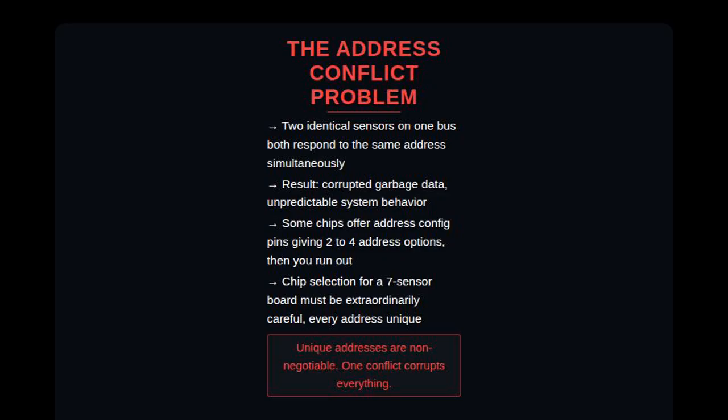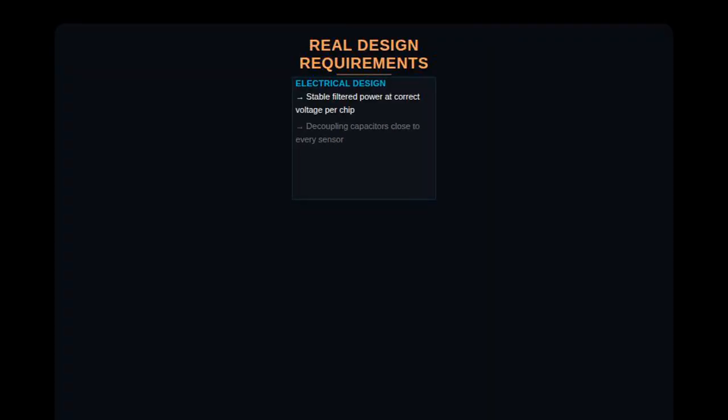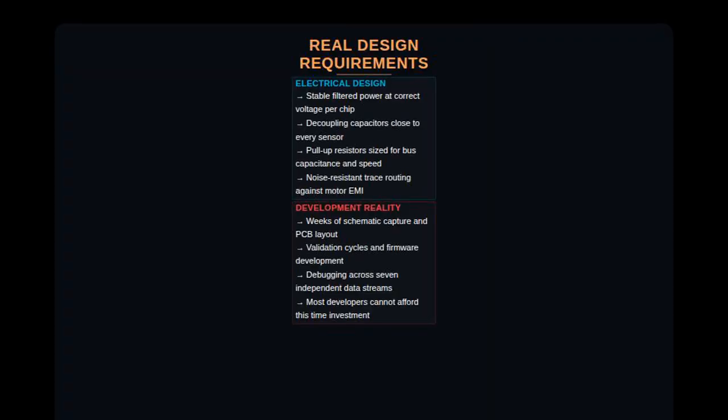Some chips offer address configuration pins that let you set one of a few possible addresses using a pull-up or pull-down resistor, but even that gives you maybe 2 or 4 options before you run out. So when an engineer designs a board with 7 sensors that all need to coexist on a single I2C bus, they have to be extraordinarily careful about chip selection. Every chip must have a unique address that doesn't conflict with any of the others.